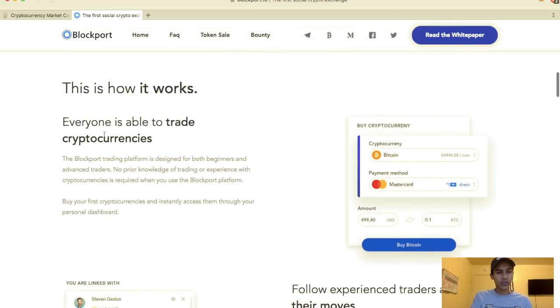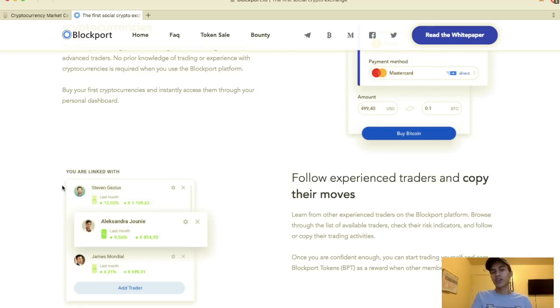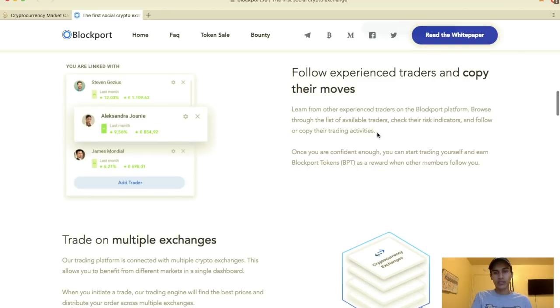So this is how it works. Basically, you can enter in your debit card, credit card, whatever it is. Works exactly just like Coinbase, guys, except it's decentralized and has a lot of other services, such as the social trading and the knowledge center. Follow experienced traders and copy their moves. Learn from experienced traders on the Blockport platform. Browse through the list of available traders.